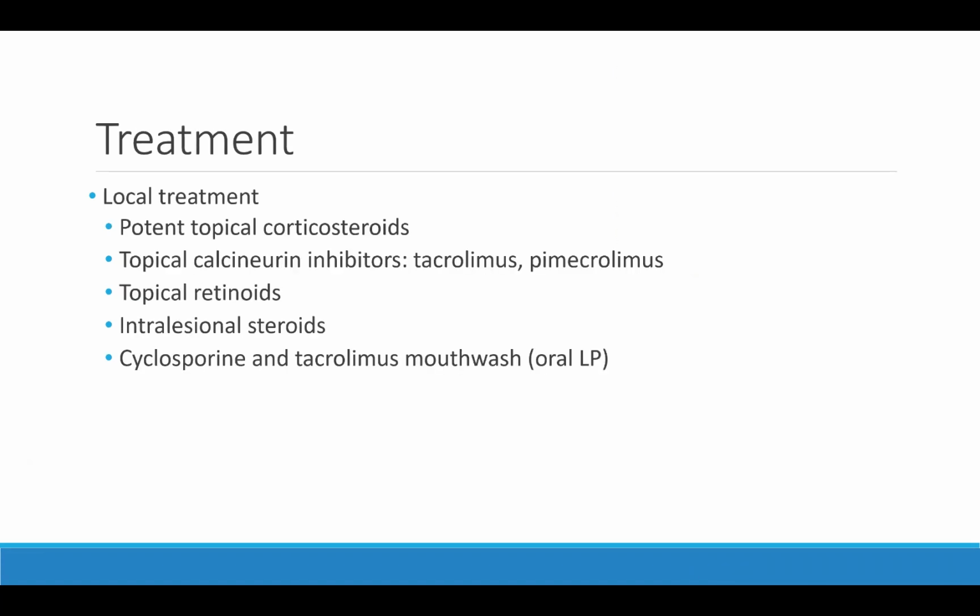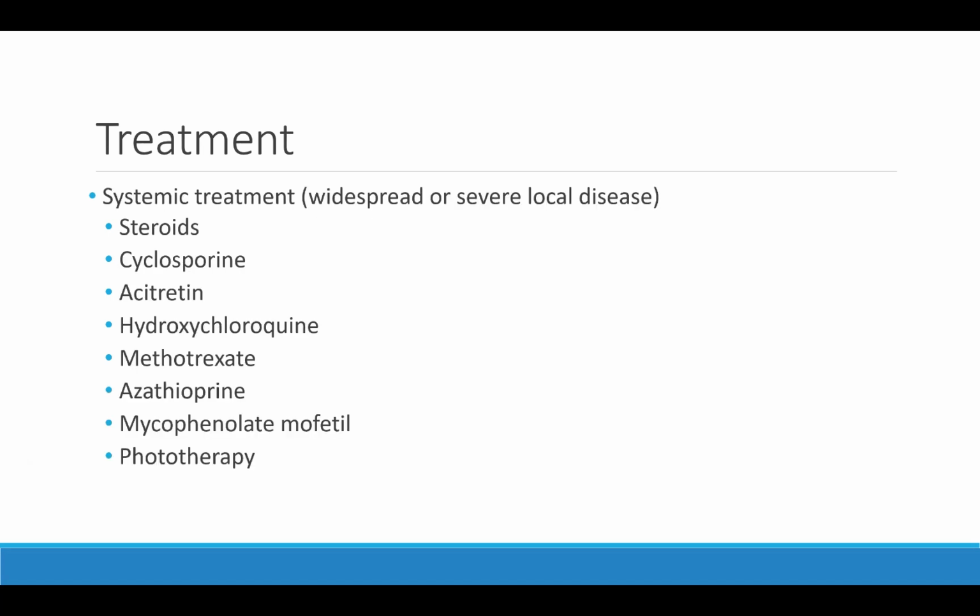For local treatment, you can consider the use of potent topical corticosteroids, topical calcineurin inhibitors such as tacrolimus or pimecrolimus, topical retinoids, intralesional steroids, and cyclosporin or tacrolimus mouthwash for oral Lichen planus. For systemic treatment, this is indicated for widespread or severe local disease. Options include steroids, cyclosporin, acitretin, hydroxychloroquine, methotrexate, azathioprine, mycophenolate mofetil, as well as phototherapy.